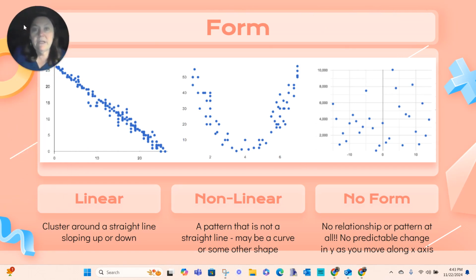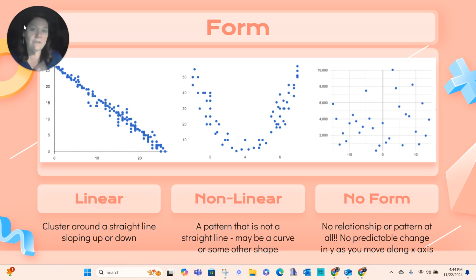Okay. Typically, we're going to talk about these 3 types of forms at our level here for this course. And the form will either be linear, and that's where you will see that cluster cloud of points, basically hovering around a straight line that will either be sloping up or down. Or we would have a nonlinear form. That's where you will see a pattern, but it's not a straight line pattern. It could be a curve or some other shape like a hammer or something else that is some pattern, but it's just not a straight line.